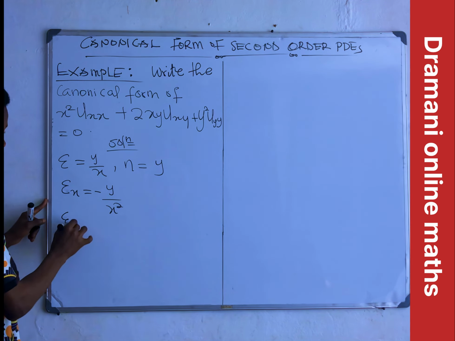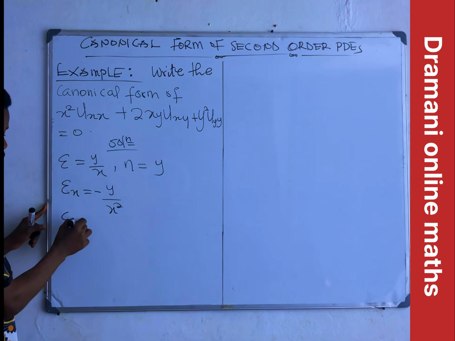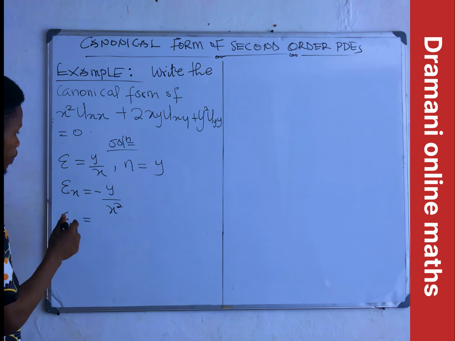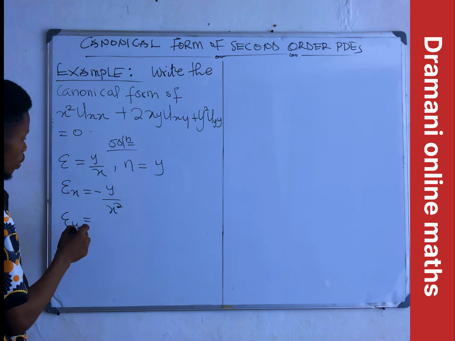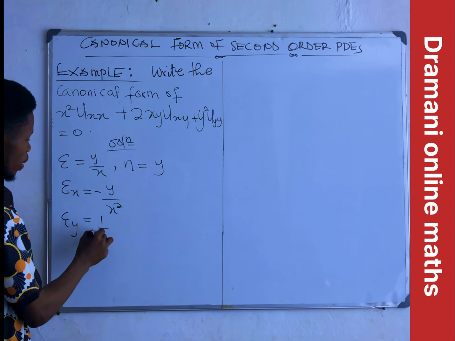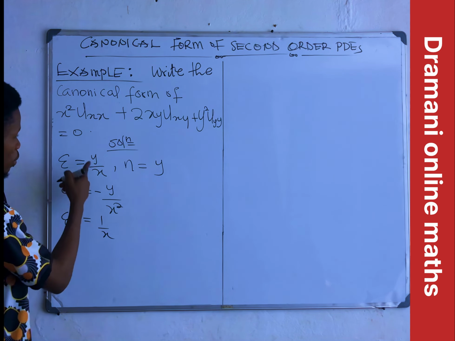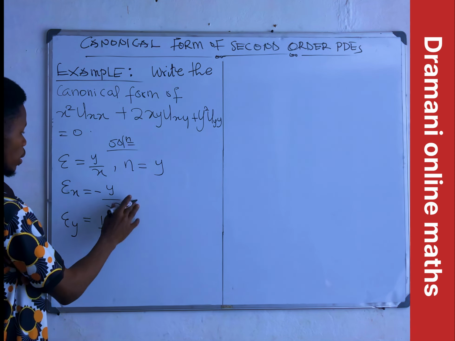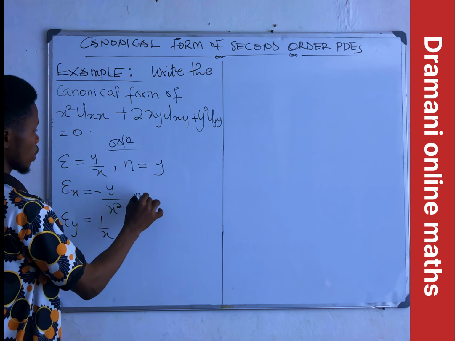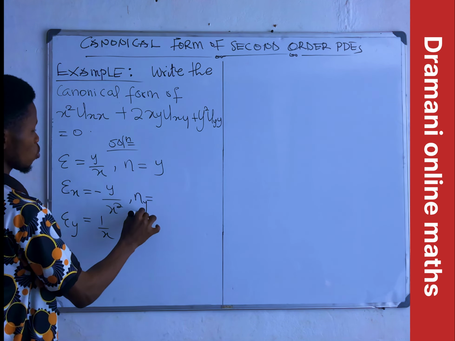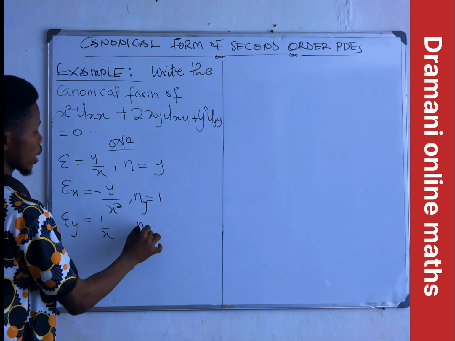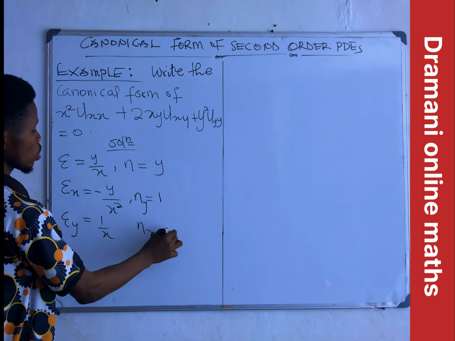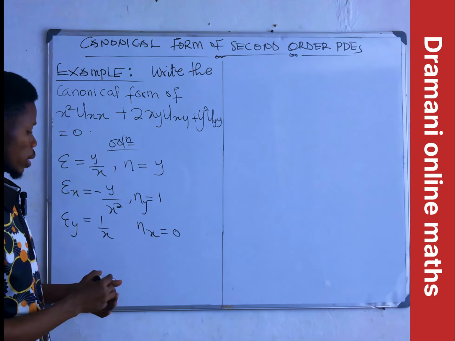Then I'll differentiate the same xi with respect to y, and this is going to give me 1 over x. If you differentiate y, you get 1 over x. Then I'll differentiate eta with respect to y. That will give me 1. You know, eta with respect to x will give us 0. So this is what you're going to get.